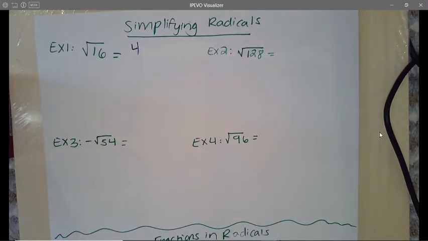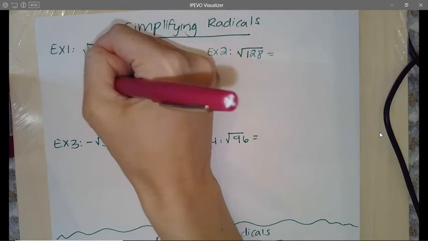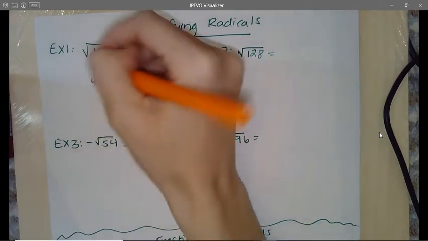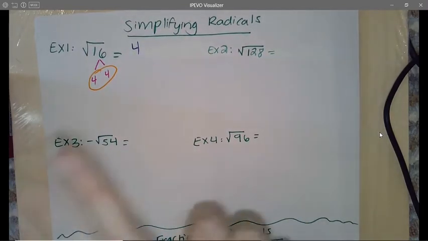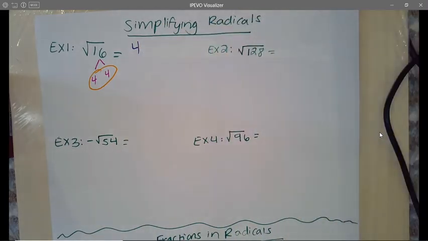Well, it's because we're looking for pairs of numbers when we have a square root. 16 breaks down into 4 and 4. So remember, if you have a pair of numbers, you circle the pair, and for every pair, one number hops outside the square root. So one 4 hops outside the square root. There's nothing left over, so the square root of 16 is 4.